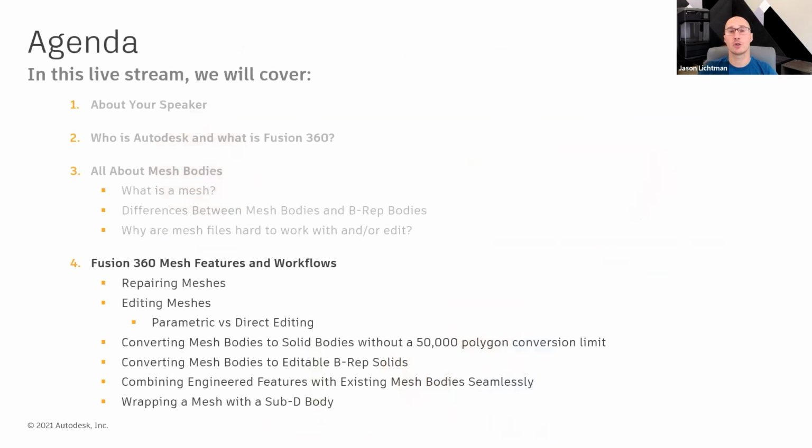All right, so let's go back to our agenda here. This is the part you've been waiting for. Now let's talk about what you can do in Fusion 360 with respect to meshes. We're going to start with repairing those meshes. Then I'm going to cover editing it, both parametrically as well as direct editing, which is not parametric. I'm going to talk about converting mesh bodies to solids without the 50,000 polygon limit that you might have seen in the past. I'm going to talk about converting mesh bodies to editable solids. And this is going to be my favorite part of today's webinar. Just a heads up there. We're going to talk about combining engineered features with mesh bodies seamlessly.